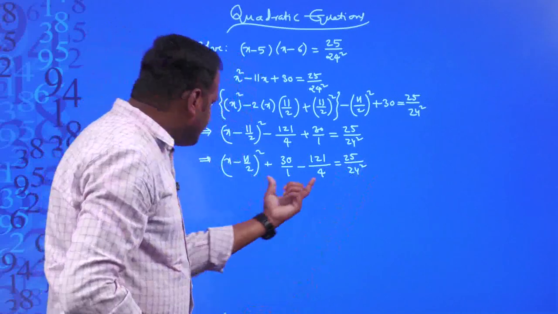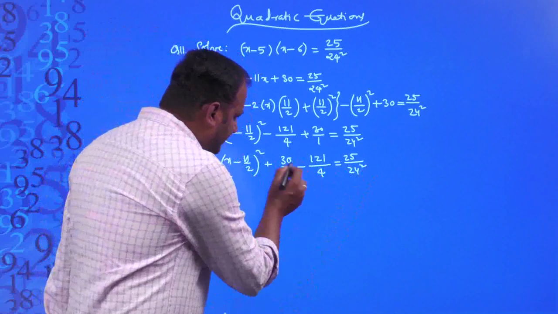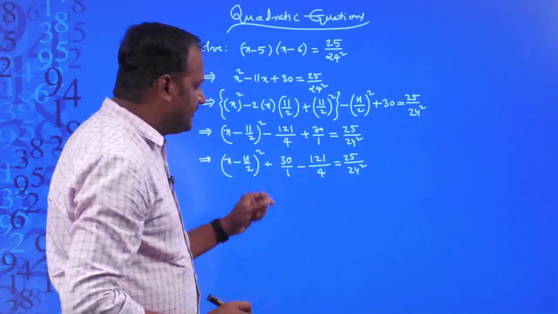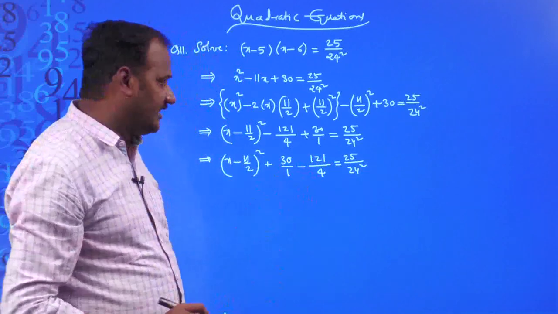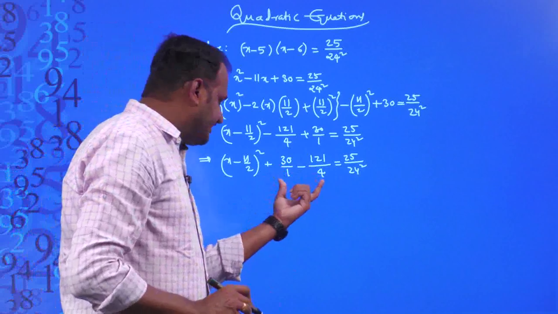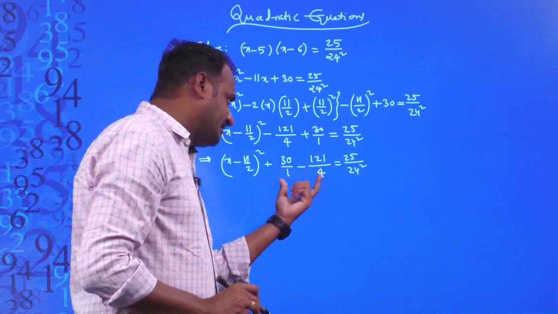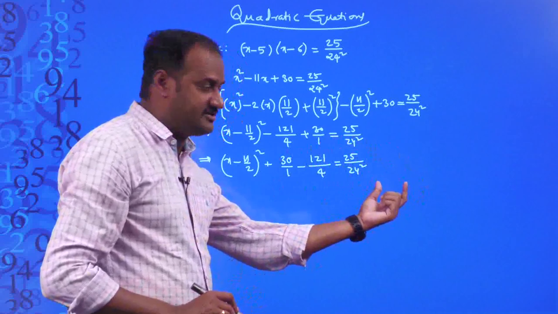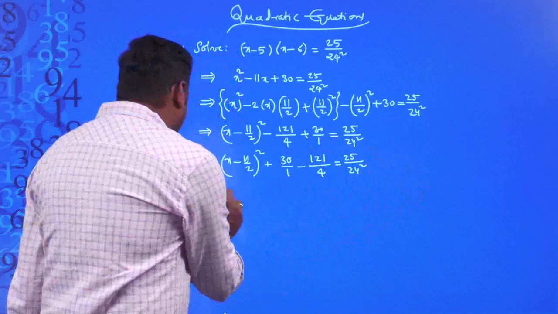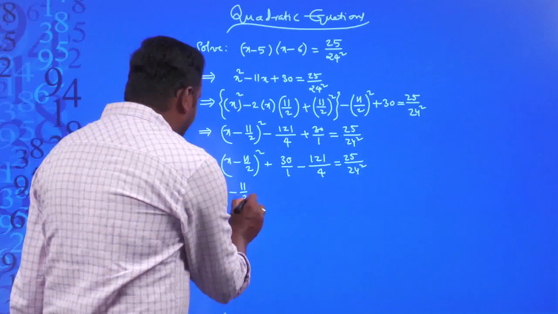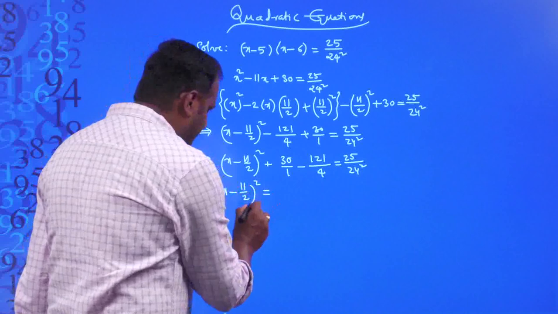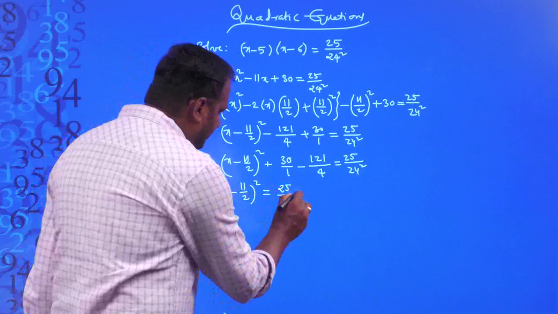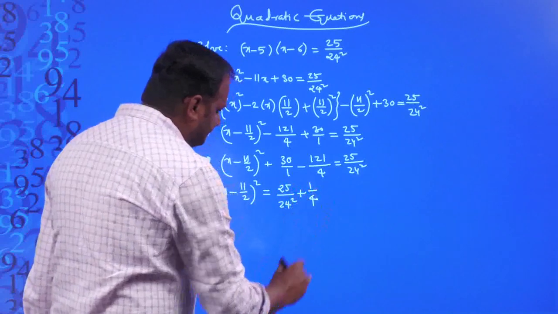Okay, if you simplify only these two terms, 4 30s are 120 minus 121 divided by 4. So 4 30s are 120 minus 121 is equal to minus 1, minus 1 divided by 4. So here it is minus 1 divided by 4. Transposing minus 1 divided by 4 towards the right hand side, so it would be plus 1 divided by 4. No confusion, right? Okay. That implies x minus 11 divided by 2 whole square is equal to 25 divided by 24 square plus 1 divided by 4.